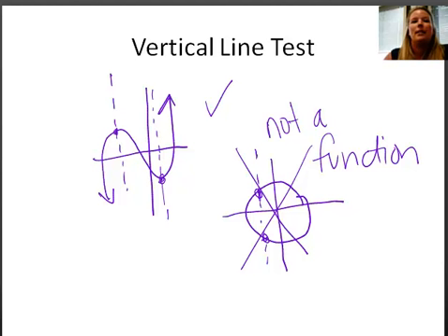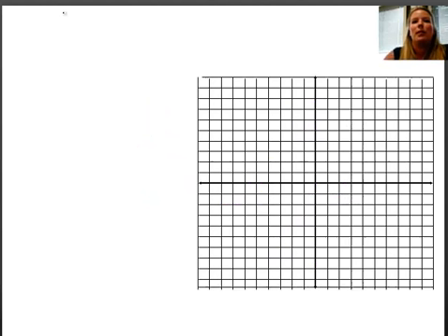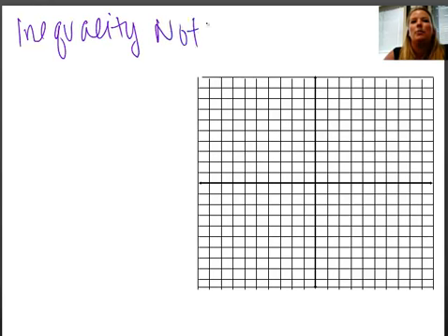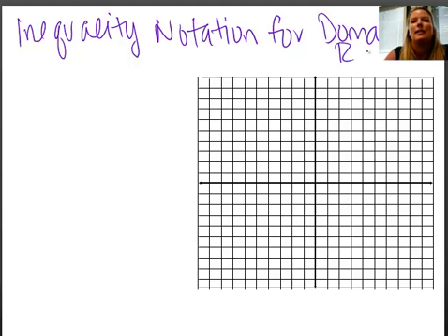Alright, so let's talk about inequality notation with domain and range. So this is going to be inequality, and this is something that you probably did in Algebra 1 as well. So it should be a refresher. The ones we learn the next 2 days will be newer.